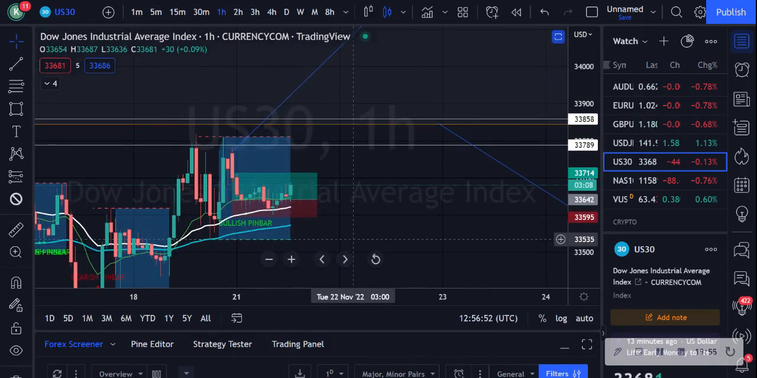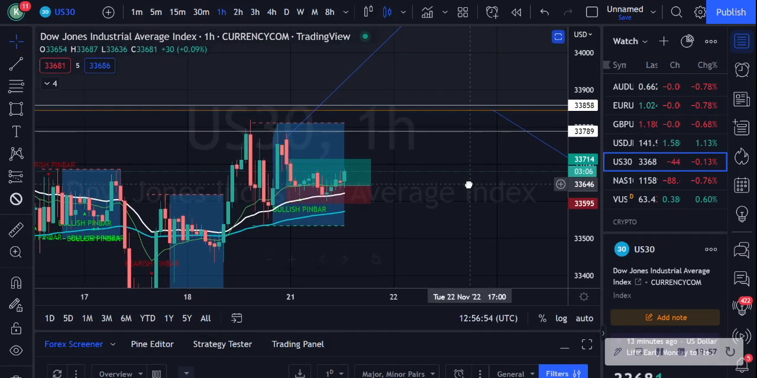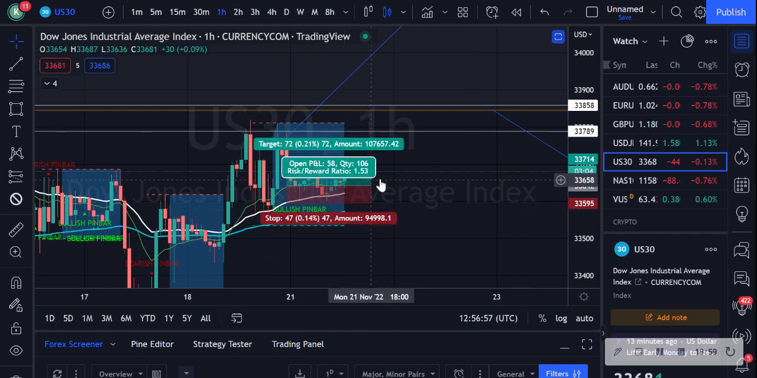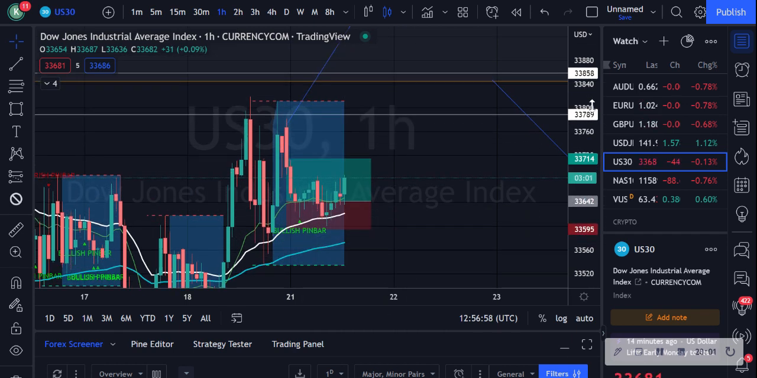So tomorrow when we jump on back again, you guys can actually see how this trade panned out. But like I said, this is a risk-free trade for me right now just because I've already adjusted my stop loss. But let's just wait and see how this trade pans out.